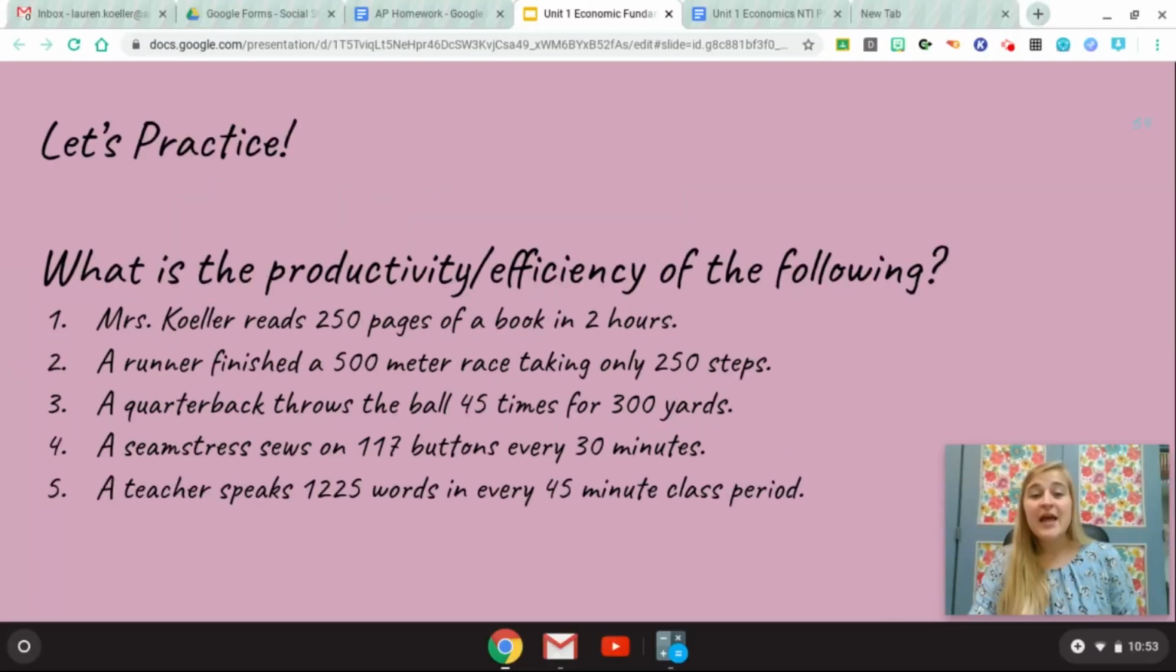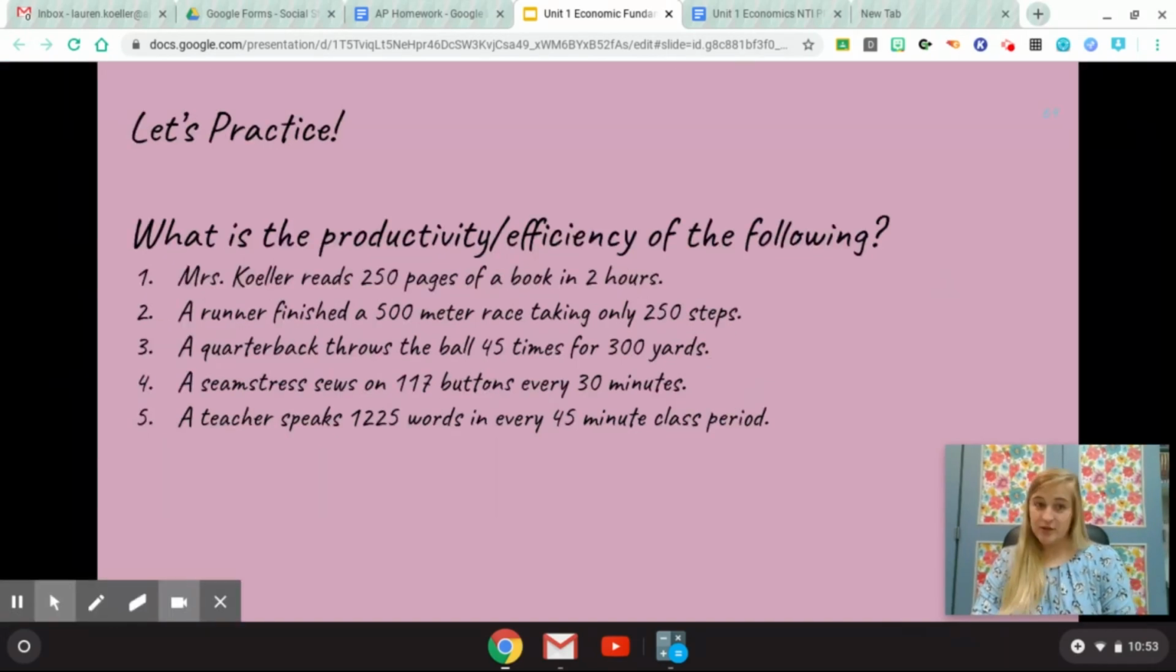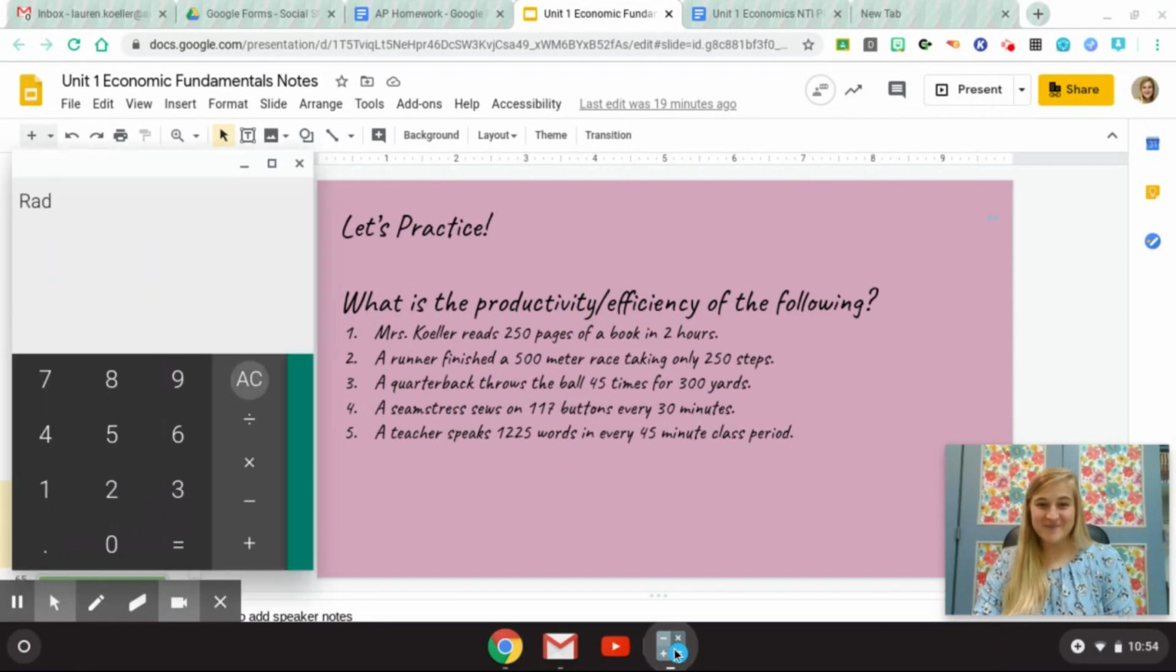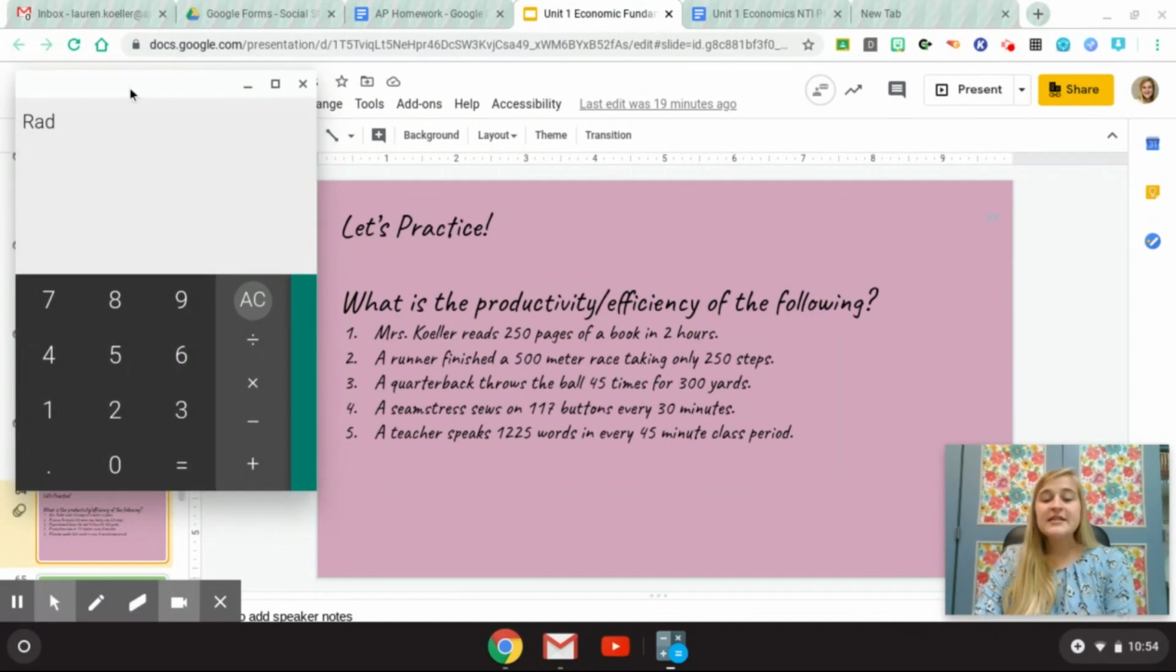And to practice, I'm going to pull up my handy dandy calculator because I am a pro calculator teacher. Big fan of calculators, okay? So here we go. What is the productivity/efficiency of the following? Remember, productivity is output over input, output divided by input. So in each problem, we're going to be finding out what was produced. And it's not always stuff. Sometimes it's what did someone do with their time, and that's the output, versus the input, how much went into making or how much time went into that thing, okay?